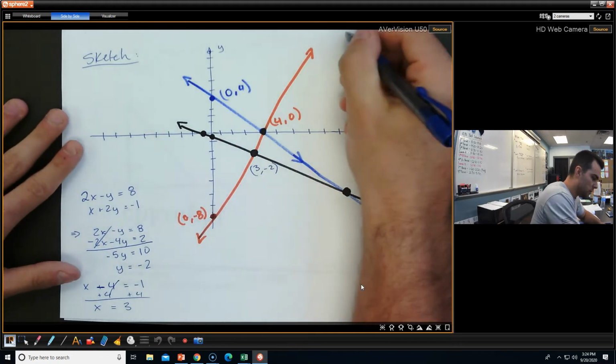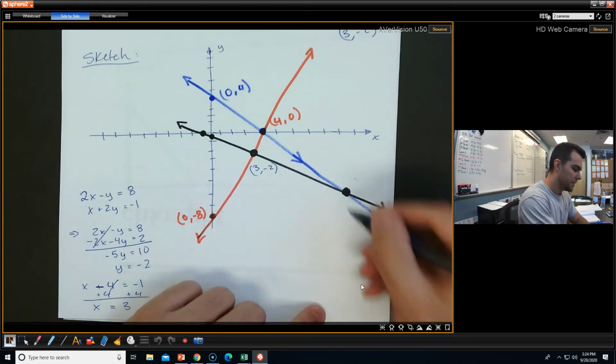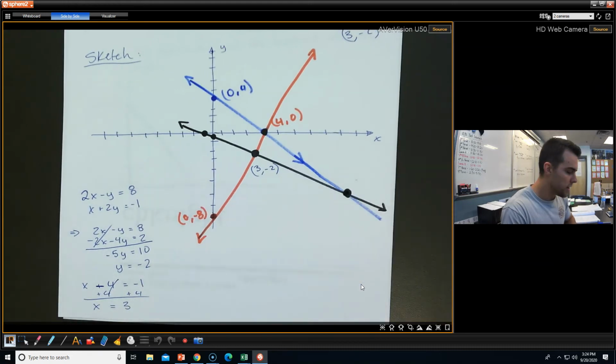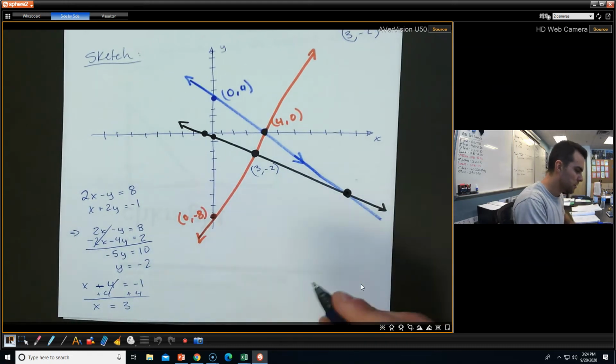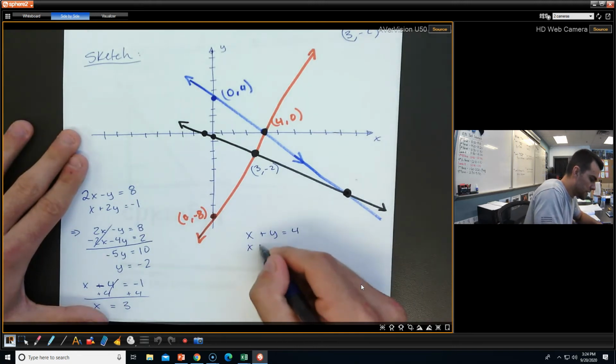So that's one of our other points. I'm going to write that guy down. And finally, we could do that for this last point way out yonder, way out here. So that's the black and blue line, and again, I'm going to repeat this process.